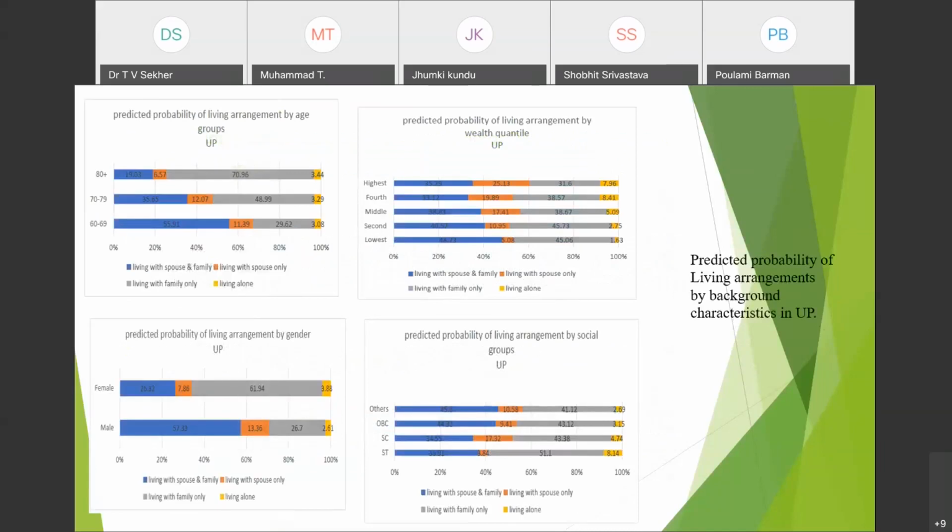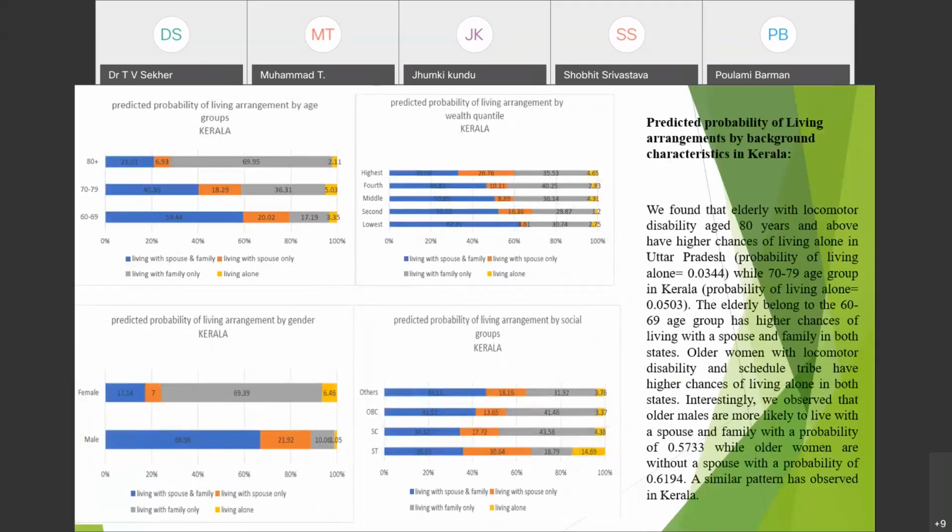So this is the graph of predicted probability of living arrangements by background characteristics in UP. We found that in UP, elderly with locomotor disability aged 80 plus years have higher chances of living alone, and the 60 to 69 age group has a higher chance of living with spouse and family. Compared to men, older women have a higher chance of living alone. Interestingly, we observed that women are more likely to live without a spouse compared to men. As compared to UP, the chances of living alone are higher for the 70 to 79 age group in Kerala. Also, older women have a higher chance of living alone as well as living without a spouse as compared to older women in UP.